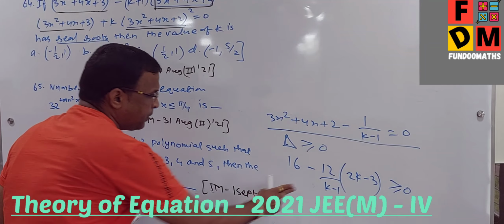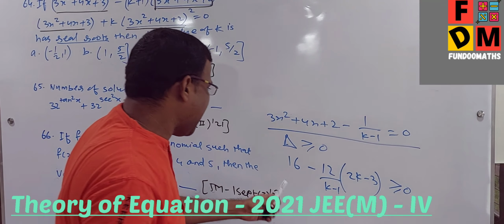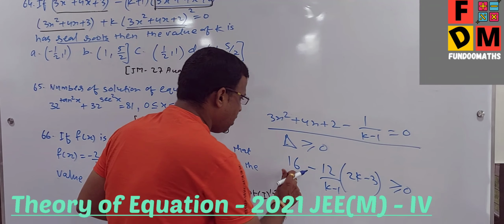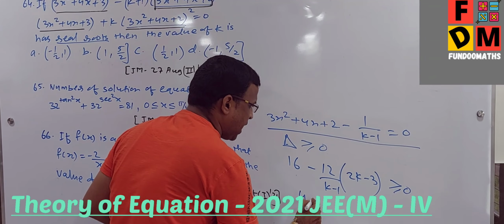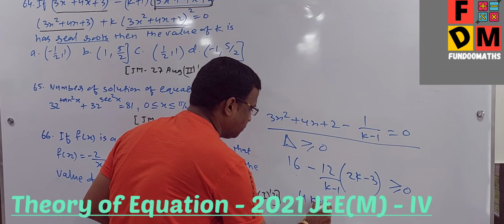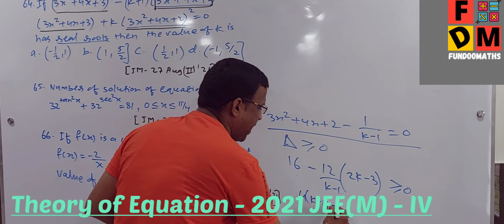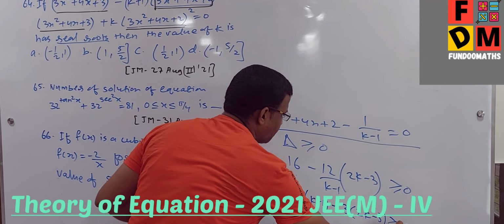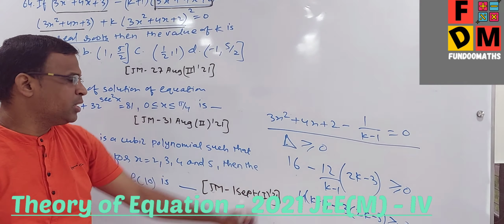Yeah, so when I see this, I can cancel 4, and after cancelling 4, what will happen? It will be 4 times (k minus 1), this k minus 1 is shifted, minus 3 times (2k minus 3), greater than or equal to 0. Fine, so k minus 1 is ruled out.